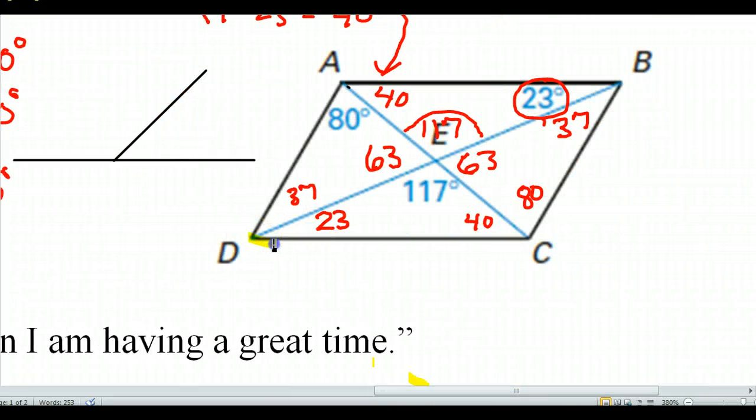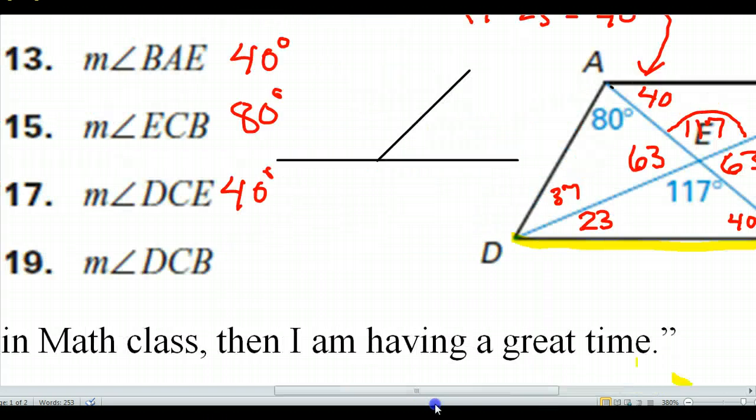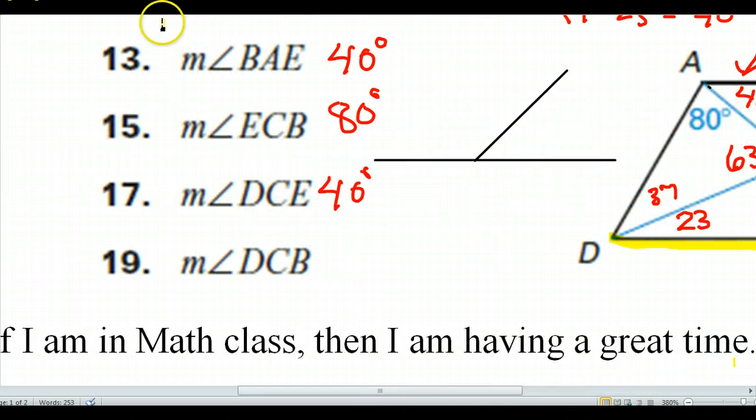Okay, DCB is another combo angle. Okay, Tiger, tell me which two numbers I'm going to have to add to make this angle. 40 and 80. What's that going to be? That's 120 again. So number 19 should be 120.